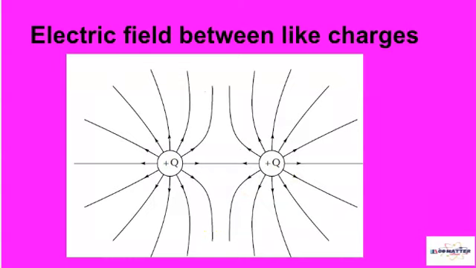Field lines curve away from the charge. That is the field lines between like charges. The field lines curve away from each other. The space between the lines becomes bigger away from the charges, and field lines never cross each other.